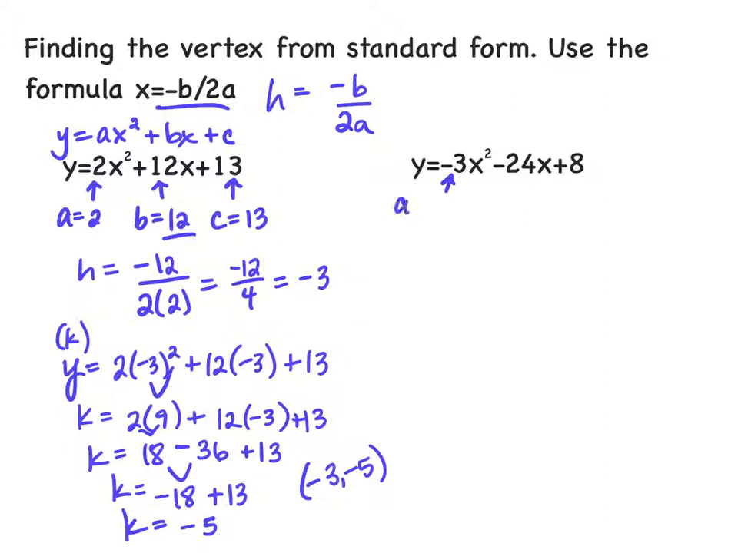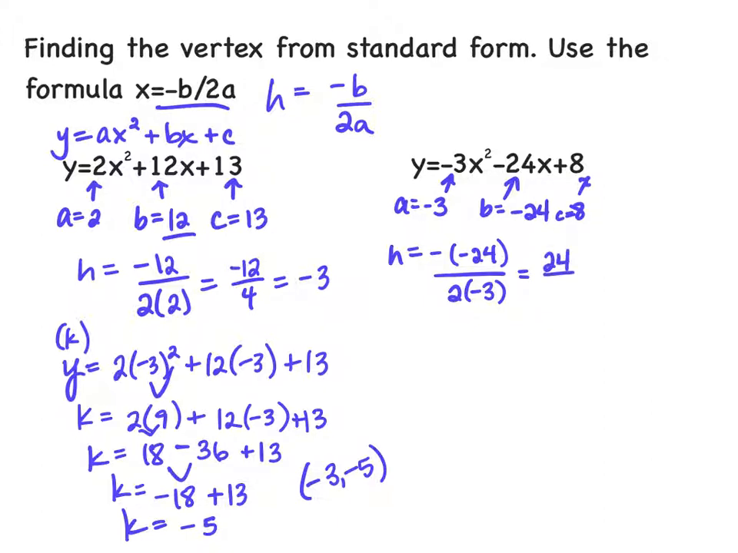A here, negative 3, negative 24, and 8. Whoops, c equals 8. We don't need c in our formula, obviously, but not a bad habit to get into. So h equals negative 24, divided by 2. A is negative 3. So now we need to simplify here. Negative, or a double negative 24 is a positive 24. 2 times negative 3 is negative 6. So this is going to give us negative 4 for our h value.